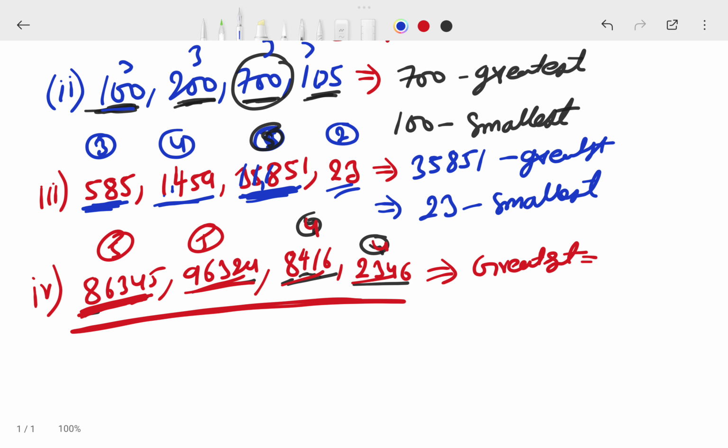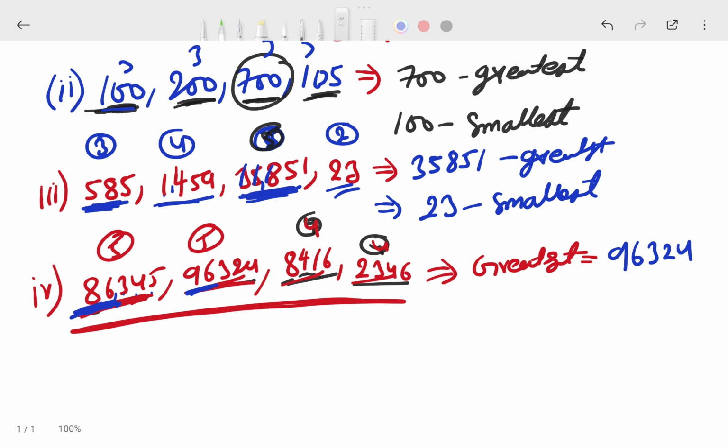So now we are going to see the numbers. This is 86,000. If you count ones, tens, hundreds, thousands, this is 86,000 and this is 96,000. Which is greater in this one? If you take these two, which is greater? Of course, 96. It means that 96324 is greater. Okay, it's over.